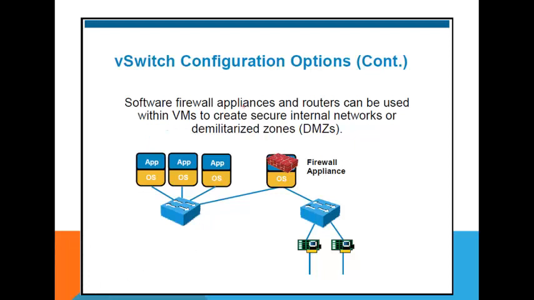Software firewall applications and routers can be used within a VM. We can have a layer 3 device and a firewall device within a VM, because we have a software solution for that. They can be used to create a secure internal network or a demilitarized zone. What is a demilitarized zone? A demilitarized zone is the place where public and private meet. It belongs to private but is shared with public. So when we need this, it is also allowed in VM.